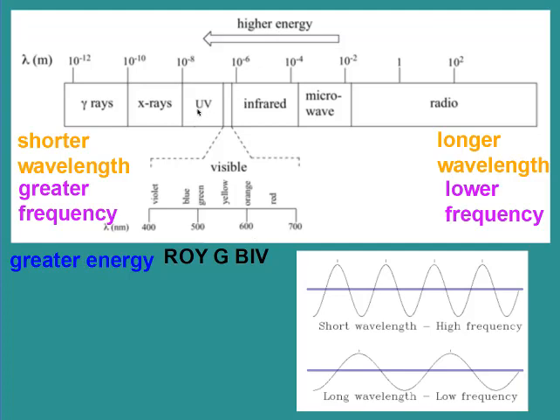Between UV, which is ultraviolet, and infrared, we have the visible spectrum. It ranges from 400 nanometers to 700 nanometers, and it ranges from violet to red. So that's what ROY G. BIV stands for. So red, orange, yellow, green, blue, indigo, and violet. So here would be our red all the way to violet.